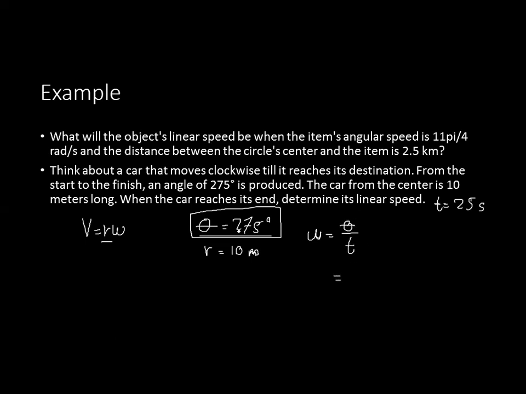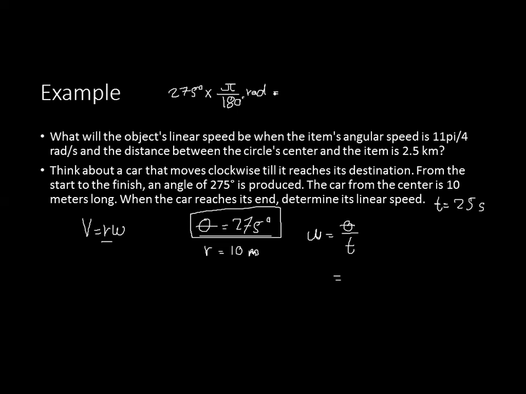Here, theta is 275 degrees and we have 25 seconds. But we need to convert this angle into radians because it is in degrees. So we will multiply 275 degrees by pi all over 180 degrees. I'm not sure what the common factor of 275 and 180 is, but I do believe it's 5. So let's start with that.